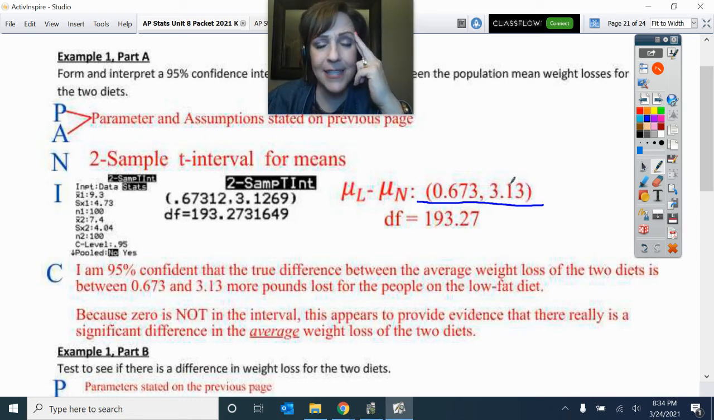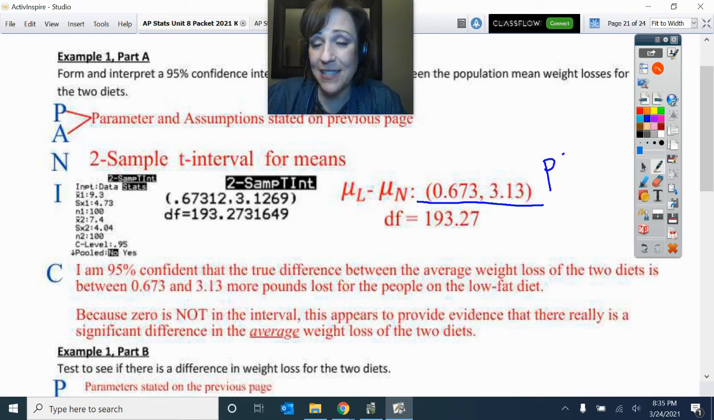3.13, because my brain was still on percents. I was like, you can't have 313%, but this isn't percents. What is this? What are these numbers? They're the difference between the average weight losses. These things, what units are these? They're not percentages. These units are pounds.